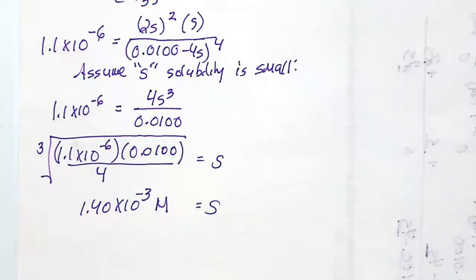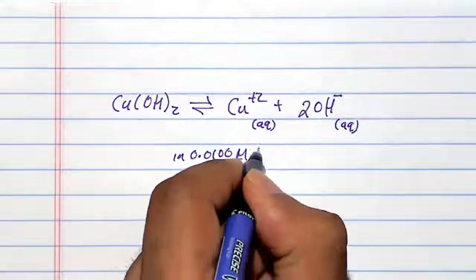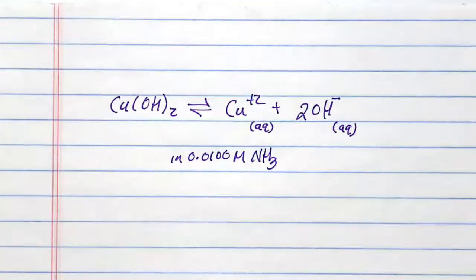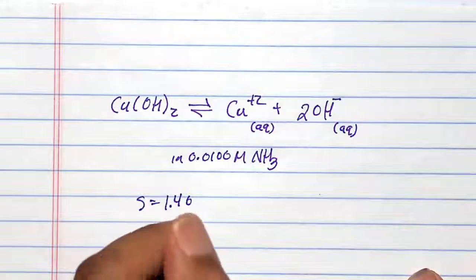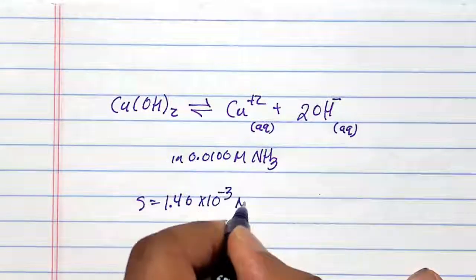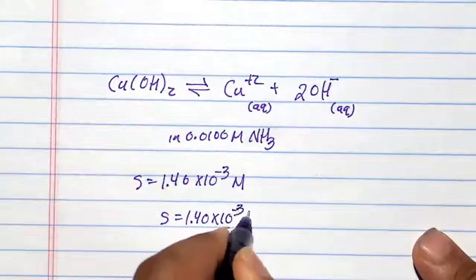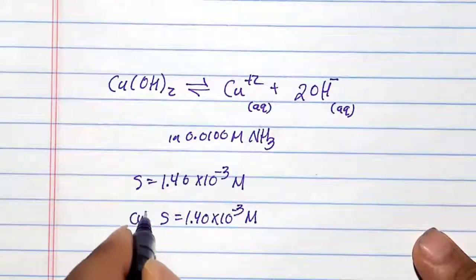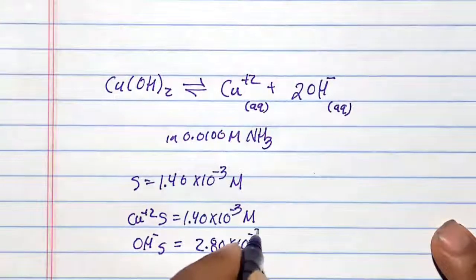So let's go back to our question here. The question is asking for the solubility of copper hydroxide in 0.0100 molar NH3. Our value of s was 1.40 times 10 to the minus 3 molar. Solubility now is going to be s, 1.40 times 10 to the minus 3, of the copper ion. And the hydroxide solubility is going to be 2 times that, which would be 2.80 times 10 to the minus 3 molar.